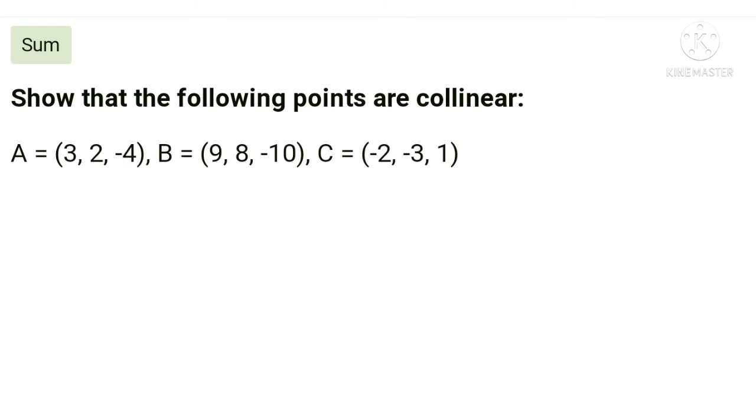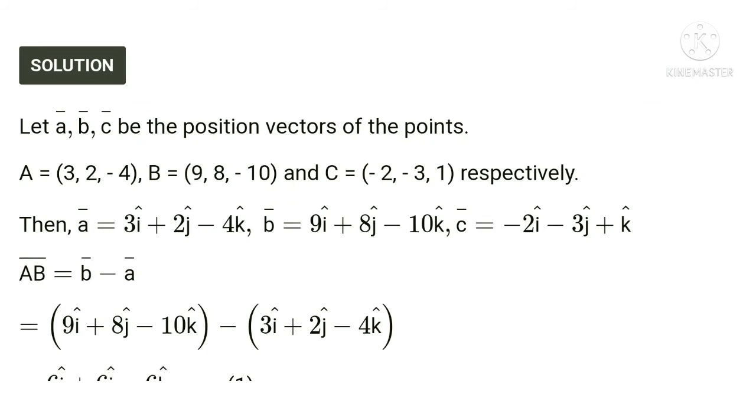Question number 12. Show that the following points are collinear. We are given points A(3, 2, -4), B(9, 8, -10) and C(-2, -3, 1). We have to show that these points are collinear. For collinearity, let's suppose that A bar, B bar, C bar are the position vectors of the points A, B and C respectively.